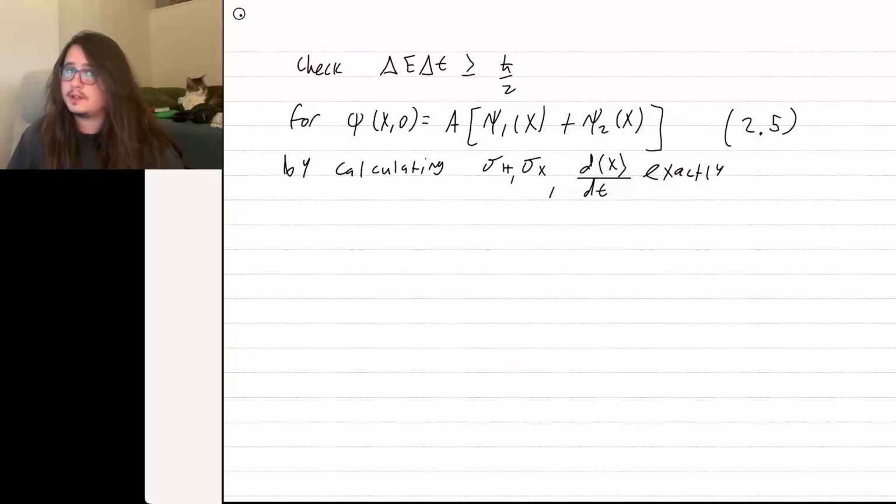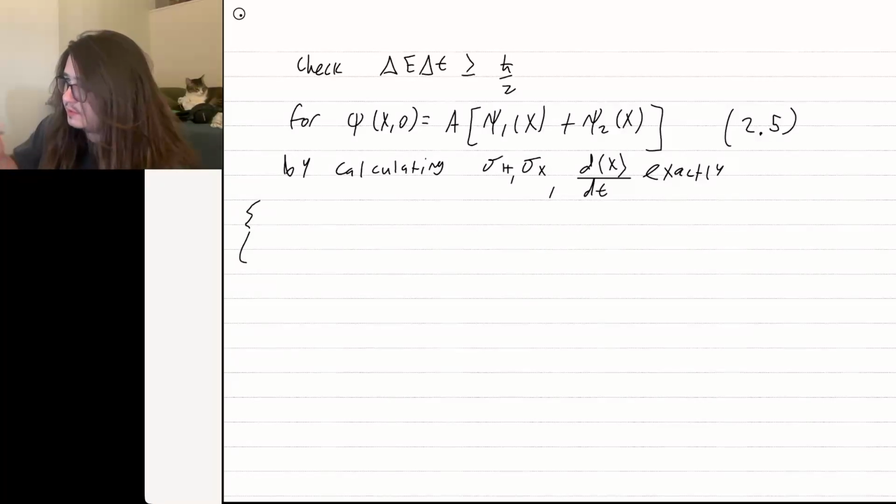We're going to be checking the energy-time uncertainty principle, specifically for the wave function given in problem 2.5 in chapter 2, by calculating the uncertainty in energy, the uncertainty in position, and the time derivative of the expectation value of x exactly. So this is going to be a bit of a long one, I think, mostly because this wave function is kind of chunky to deal with.